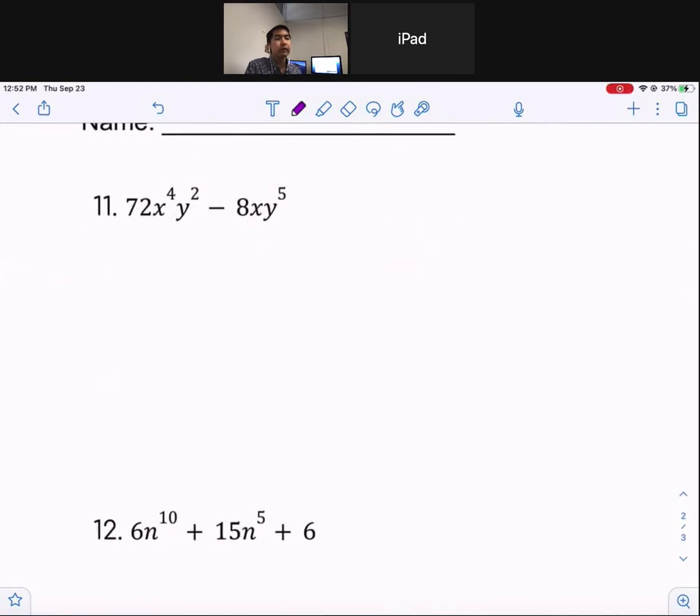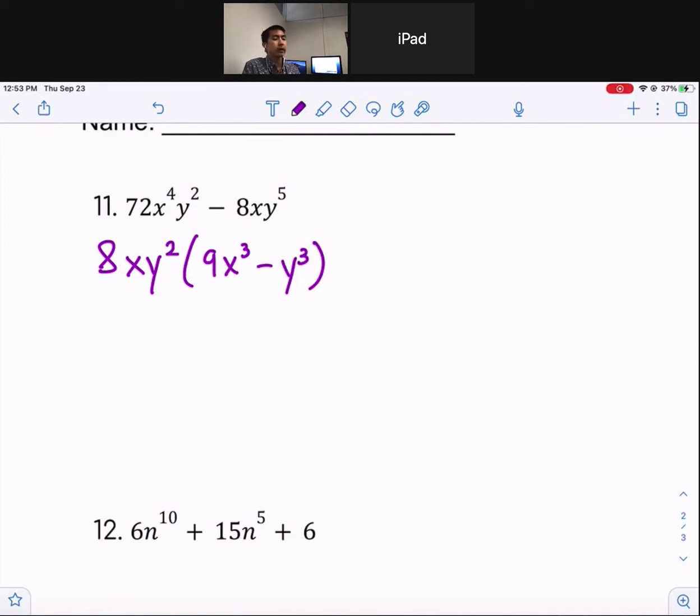11. You guys could divide both of them by 8. You could take one x away from both and a y squared from both. 72 divided by 8 is 9. X to the 3rd minus y to the 3rd.